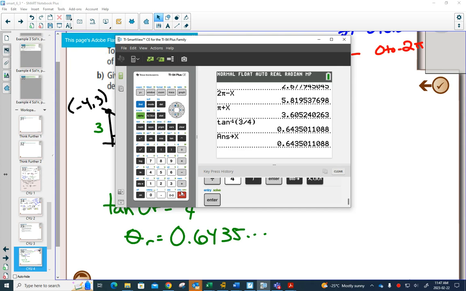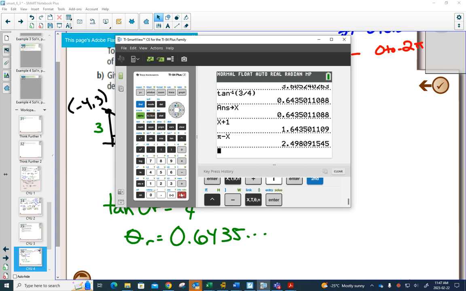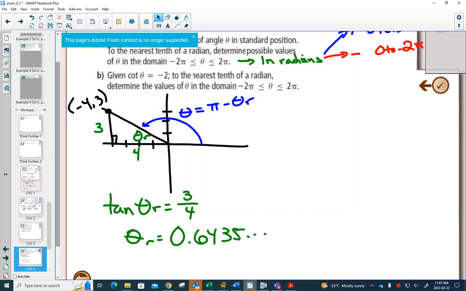So for example, if I went, ooh, what's X plus 1? Oh, 1.6435. Makes sense. What's nice about this is I can figure out that the angle, pi minus my reference angle, instead of having to retype all those decimal places or highlight it, I can just go pi minus x, and I get 2.5 to the nearest 10th. So this angle, the blue one, is 2.5.